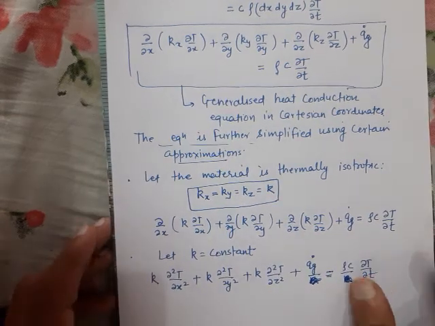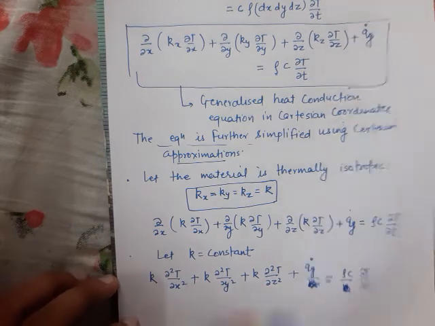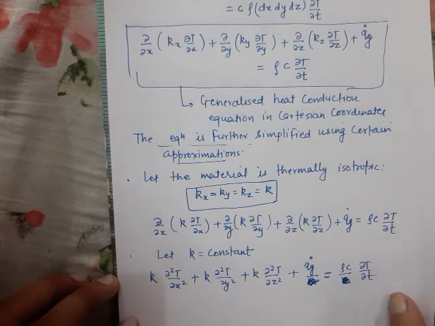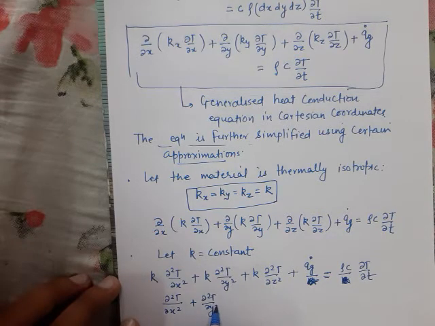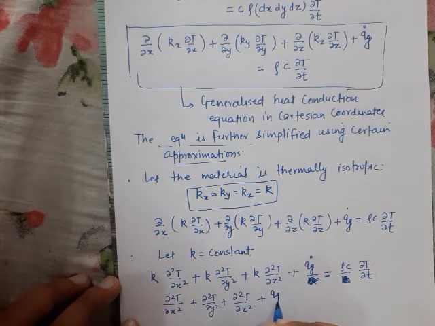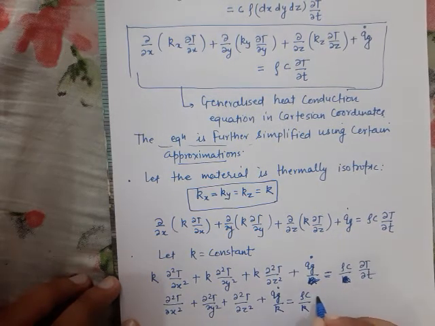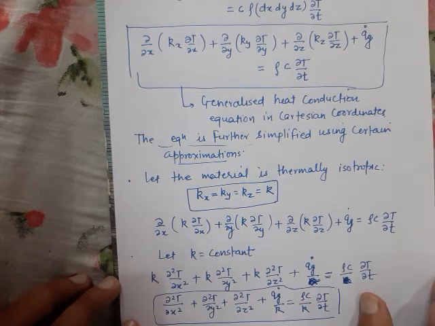Now this equation can further be written as, on the next page, now k has been taken out. Now divide the whole equation by k. You will have del square t upon del x square plus del square t upon del y square plus del square t upon del z square plus q dot g by k is equal to rho c by k del t upon del t. This is the equation which we were deriving.